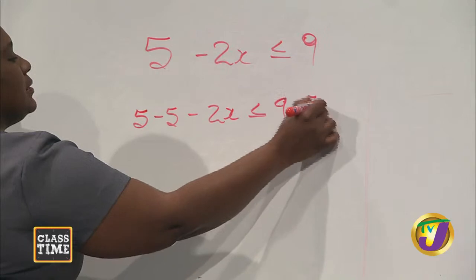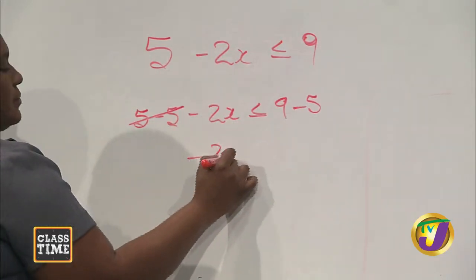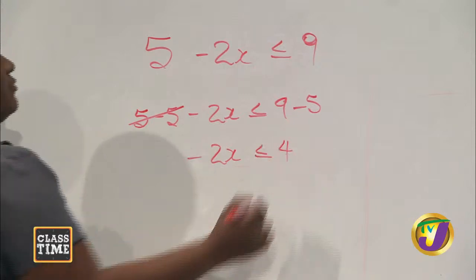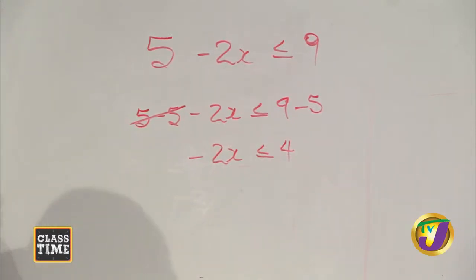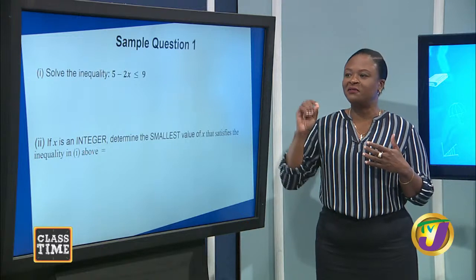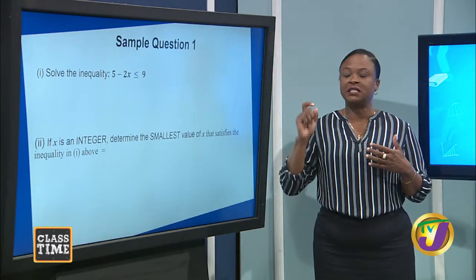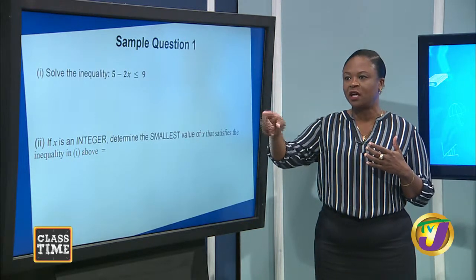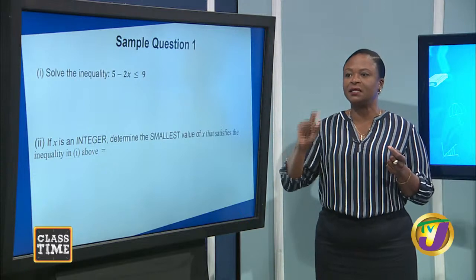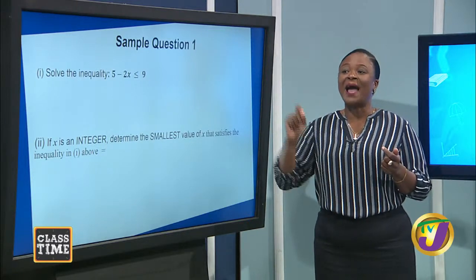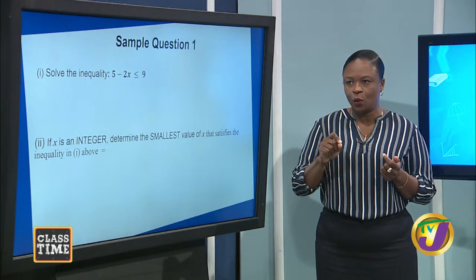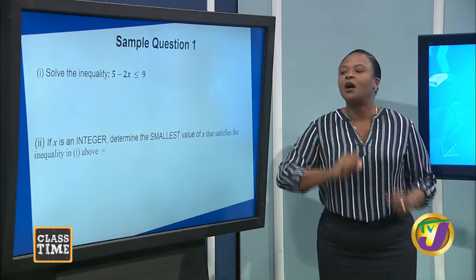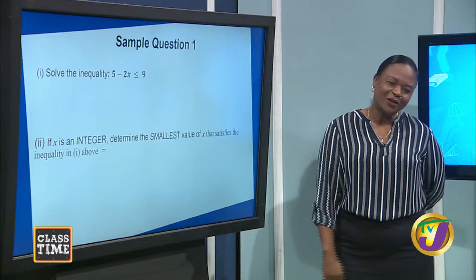5 subtract 2x is less than or equal to 9, which would give us negative 2x is less than or equal to 4. Now, here we have a negative. What do we do? What comes to mind right there? I'm remembering, what do I do when I'm dividing or multiplying by a negative number? When I look, I also have to bear in mind the inverse operation for what is there, because negative 2x is negative 2 multiplied by x, and the inverse operation would be division.